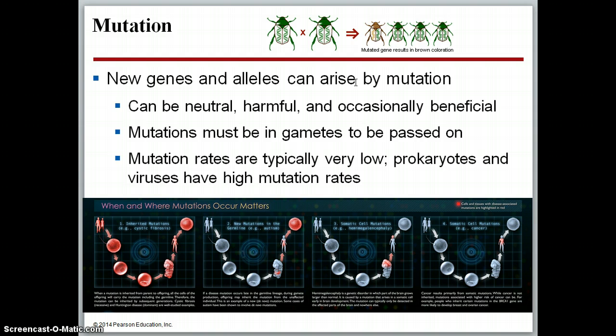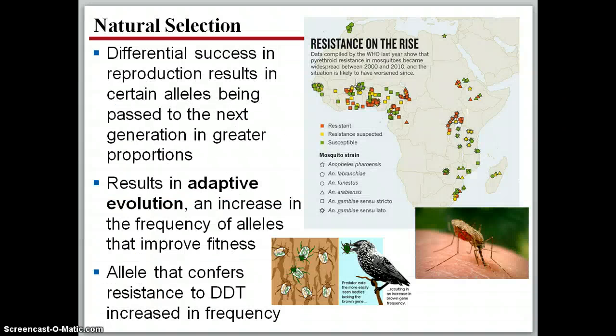Sometimes these mutations can be neutral, harmful, and very occasionally, very rarely, they can be beneficial. Mutation rates are typically pretty low. Prokaryotes and viruses have the highest mutation rates, but they're still very, very low. In order for a mutation to enter into the gene pool, it has to be in the gametes, able to be passed on. So something like a gene mutation that causes cancer isn't necessarily going to be passed on unless it occurs in the gametes.